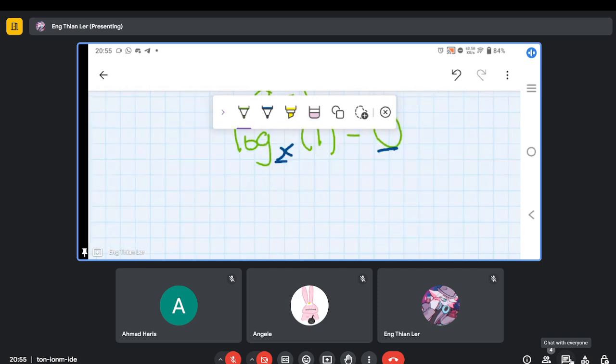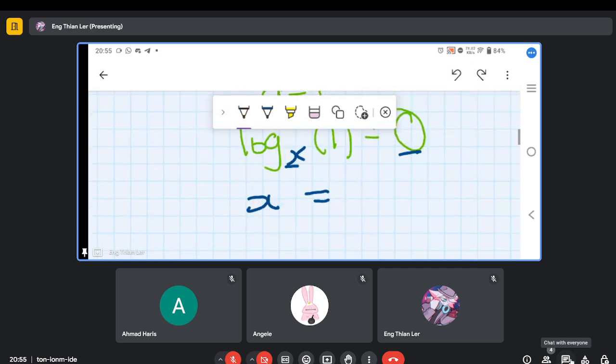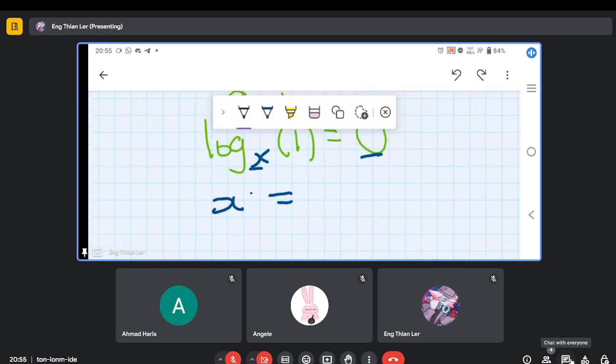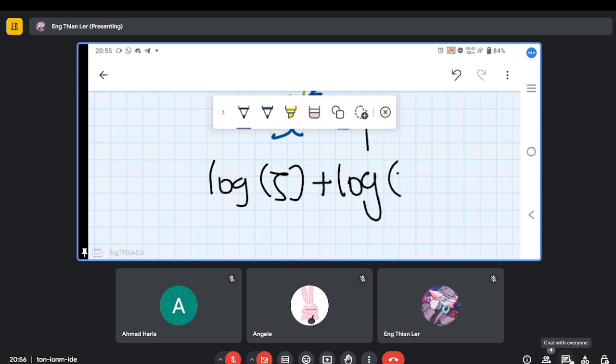Okay, let's look at the addition for log. Let me change to a darker color. Let's say log 5 plus log 2.